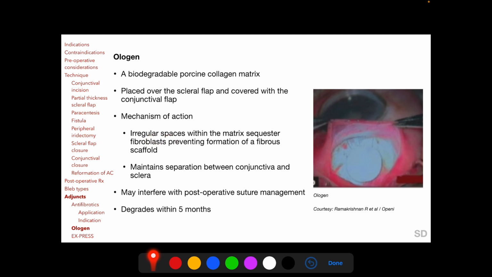Irregular spaces within the matrix of the implant sequester fibroblasts, preventing formation of a continuous fibrous scaffold, and the implant also maintains separation between conjunctiva and sclera, preventing adhesion between these two tissues. However, the Ologen implant may interfere with post-operative suture management, and it is known to degrade within 5 months.